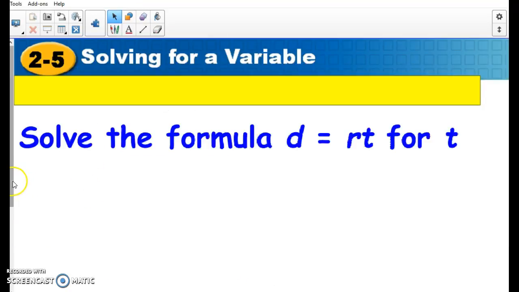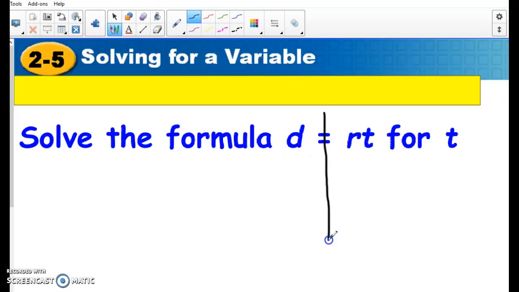Same thing here. Solve the formula d equals r times t, and I'm solving for t. Same kind of problem. I need to get t by itself. I need this to say t equals. So I'm going to draw my line down the equal sign. It says r times t, so I'm going to divide by r. I divide the right side by r, and I need to divide the left side by r. So my final answer is just going to be t equals d divided by r.